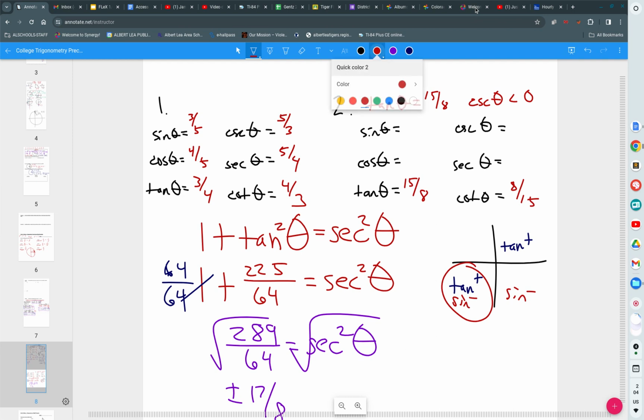In the third quadrant, I know sine's negative, cosecant's negative, cosine's negative, and secant's negative. So those are all negative, and those ones are positive. So there we have it. Cosine is negative, secant is negative, so I got negative 17 over 8. I got negative 8 over 17.